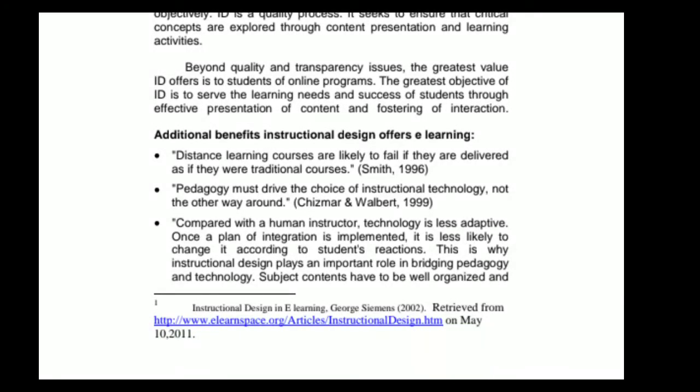Additional benefit instructional design offers e-learning. They say distance learning courses are likely to fail if they are delivered as if they were traditional courses. Pedagogy must drive the choice of instructional design, not the other way around. Compared with a human instructor, technology is less adaptive. Once a plan of integration is implemented, it is less likely to change according to the students' reactions.